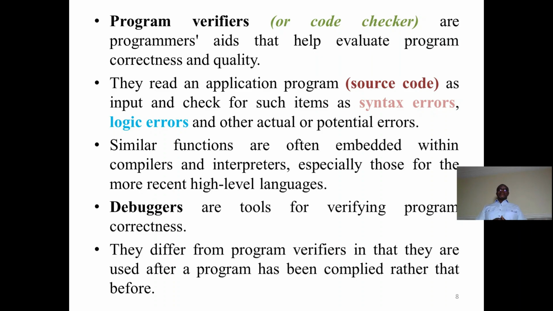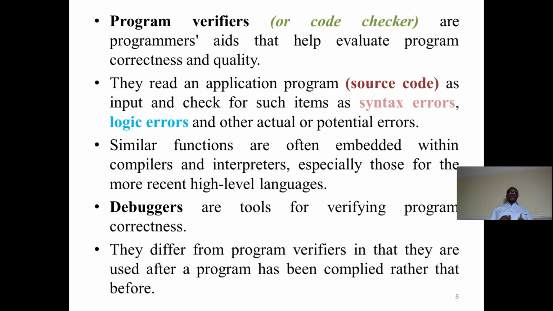Program verifiers, otherwise known as code checkers, are programmers' aids that help evaluate program correctness and quality. They read an application program, otherwise known as the source code, as input and check for such items as syntax errors, logic errors, and other actual or potential errors. Similar functions are often embedded within compilers and interpreters, especially those for the more recent high-level languages.